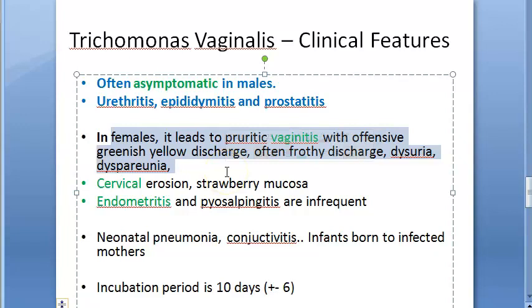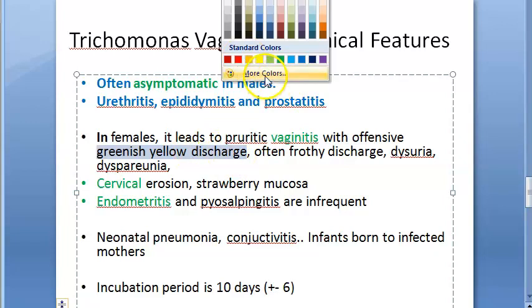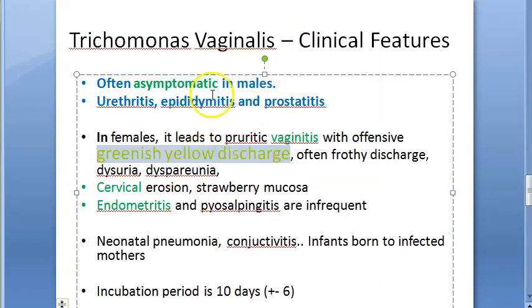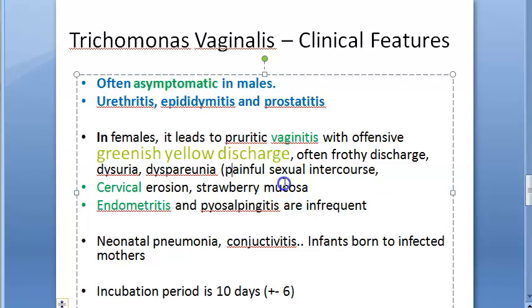It leads to pruritic vaginitis, itchy vaginitis, with offensive greenish yellow discharge. Remember, greenish yellow discharge, often frothy. There will be dysuria and dyspareunia. What is that? As expected, it is painful sexual intercourse, called dyspareunia.